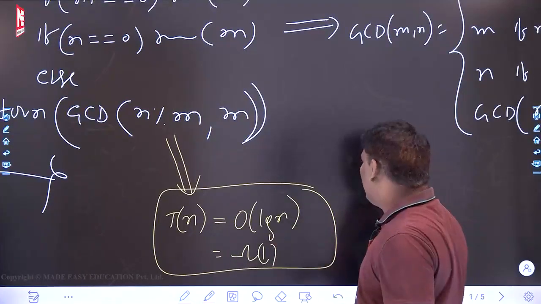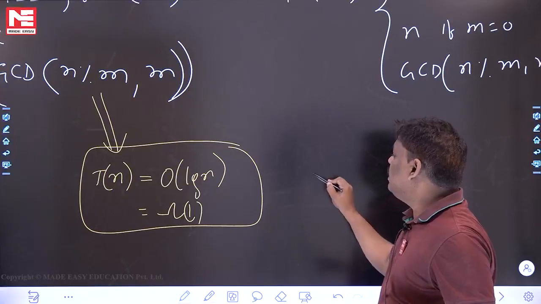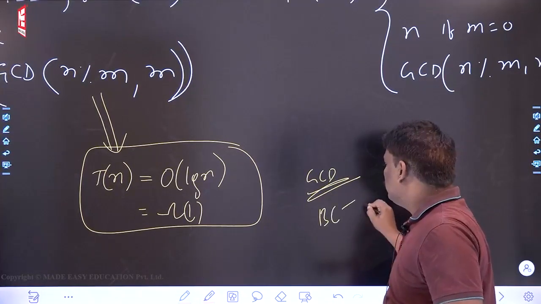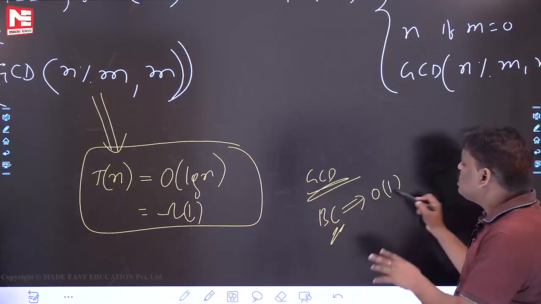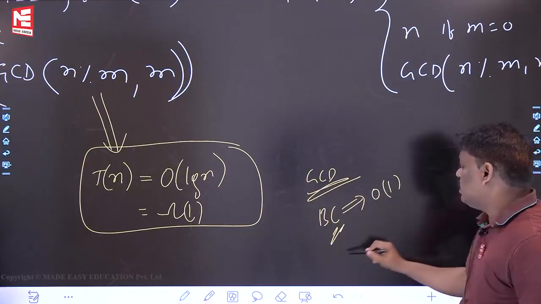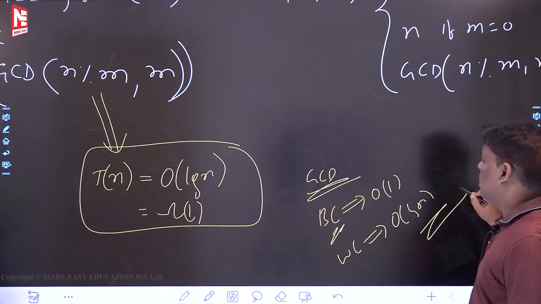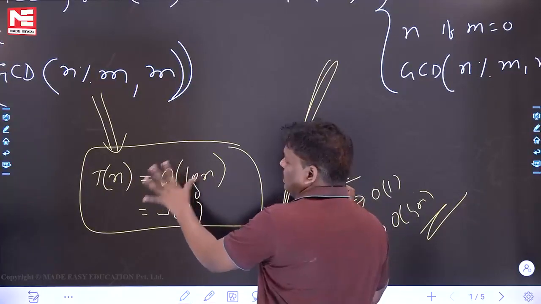If I want to say it in another way, I can say like this. GCD algorithm, best case 1. When you write best case, it doesn't matter which symbol. GCD algorithm, best case 1. Next, worst case log n. Worst case log n. Right? The technical way of writing is like this.